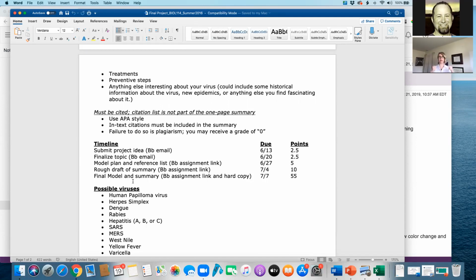So they had to give me a topic, then finalize their topic. They needed to give me a model, a plan for their model, and some references. So you could structure this for a lot of different projects.